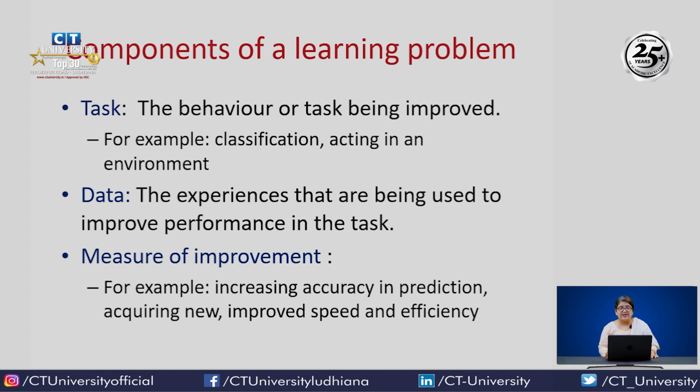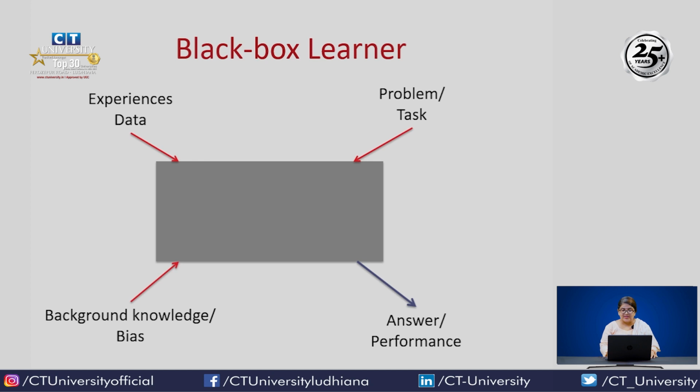The first component is the task: the behavior or task being improved, for example classification or acting in an environment. The second is data: the experiences that are used to improve the performance in the task. And the third is measures of improvement, for example increasing the accuracy in prediction, or acquiring improved speed and efficiency.